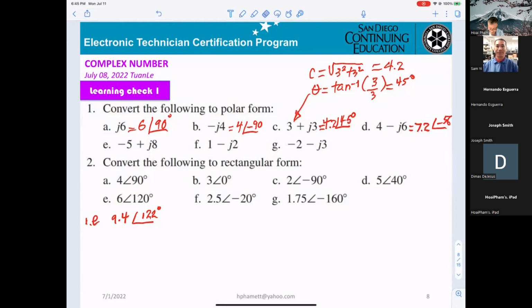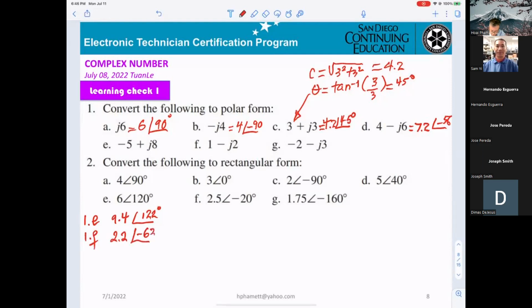Now, F. 2.2. Yes, sir. Negative 63.4. So basically, I can verify number F will be 2.2 angle minus 63.4. Looks good. Okay, G.